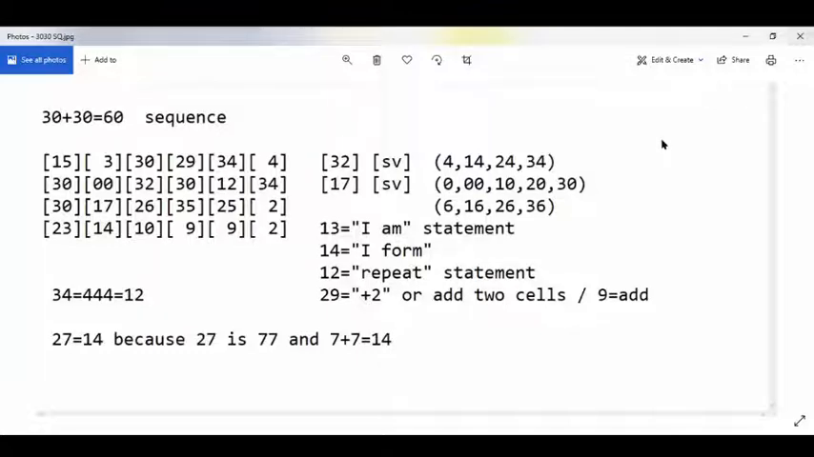Hello, welcome to the wonderful world of random sequencing. Today we're going to be talking about the 30 plus 30 equals 60 sequence. So how does this get created?